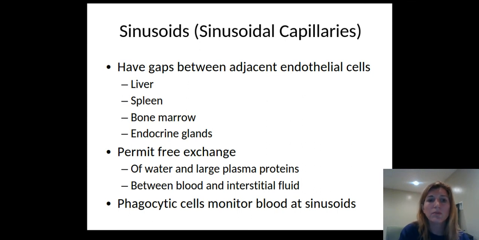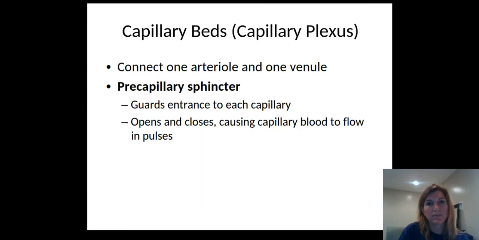So those are the main parts of the body that have those sinusoidal capillaries, allowing for those large proteins to be exchanged. Water and other plasma proteins are going to go freely in and out of those places as well. So there are special phagocytic cells that live there to make sure no invaders, bacteria, or pathogens are sneaking in to those locations. We call an area where the capillaries diffuse a capillary bed or a capillary plexus.